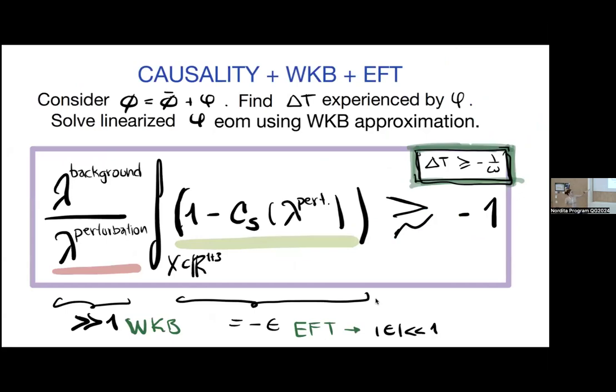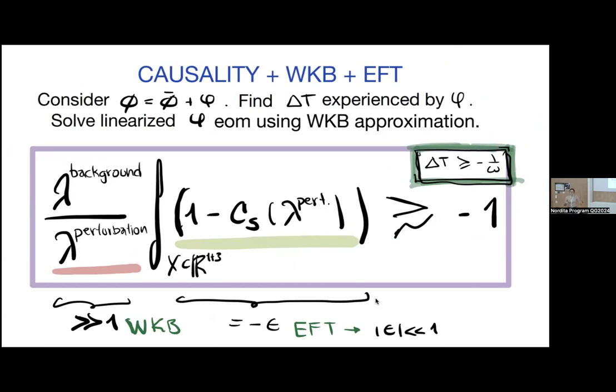So the expression for the time delay basically is going to look like that. Again, it's just very schematic. It's going to be an integral over some region of spacetime, and it's going to be the difference between the speed of light and the speed of sound at leading order. And in front of it is going to have the scales of the background over the scales of the perturbation.